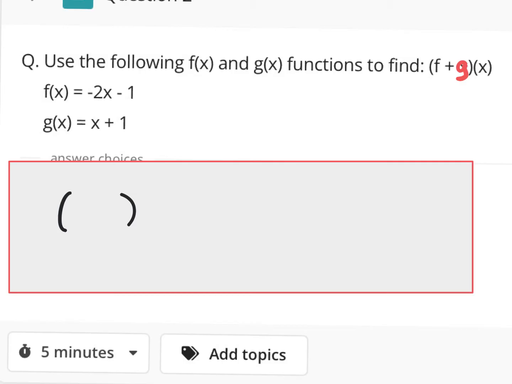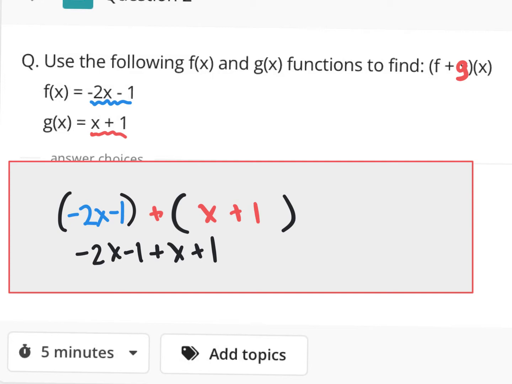So just for the sake of being safe, let's plug in the f function right here, and let's put the plus sign, and then let's plug in the g function over here. So the f function is negative 2x minus 1. The g function is x plus 1, this guy over here. So of course we mentioned in a previous question that if you distribute a plus sign, nothing changes. So you don't even really need the parentheses. And obviously there's nothing to distribute over here. So you could just rewrite it without parentheses.